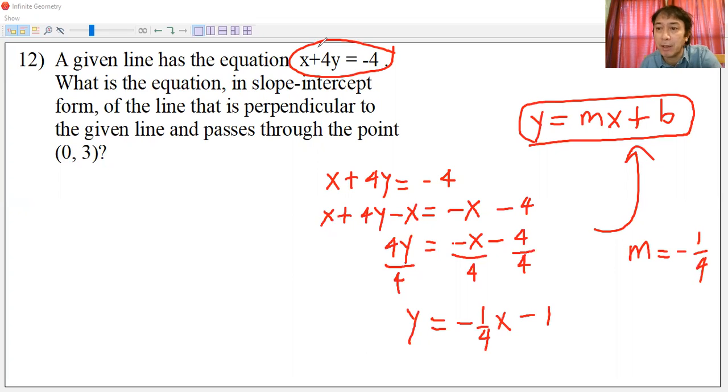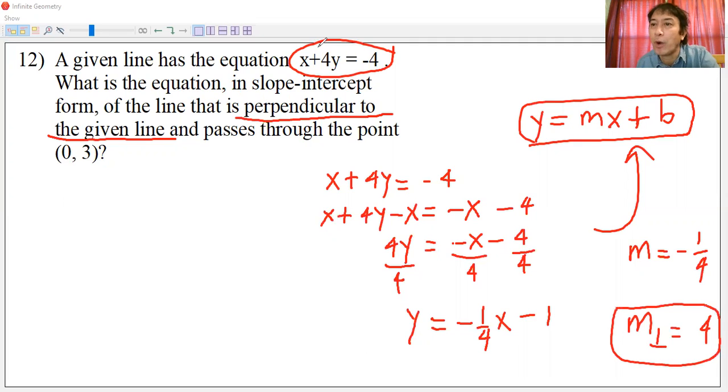If we're after a parallel, then we will use the negative 1/4. But we're asked to get perpendicular to the given line. That means we have to get not 1/4, it's 4/1, which is just 4. So the slope perpendicular is just 4. From negative, we will have the positive. So this is our required perpendicular slope.